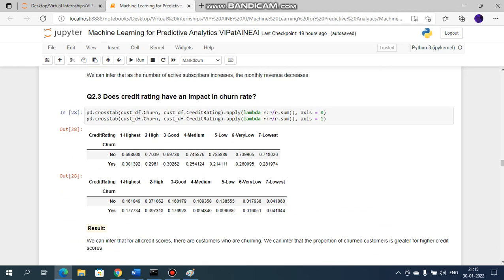Here we create a crosstab of churn and credit rating. We can see that for all possible credit scores, there are customers who are churning. We can infer that the proportion of churned customers is greater for higher credit scores.